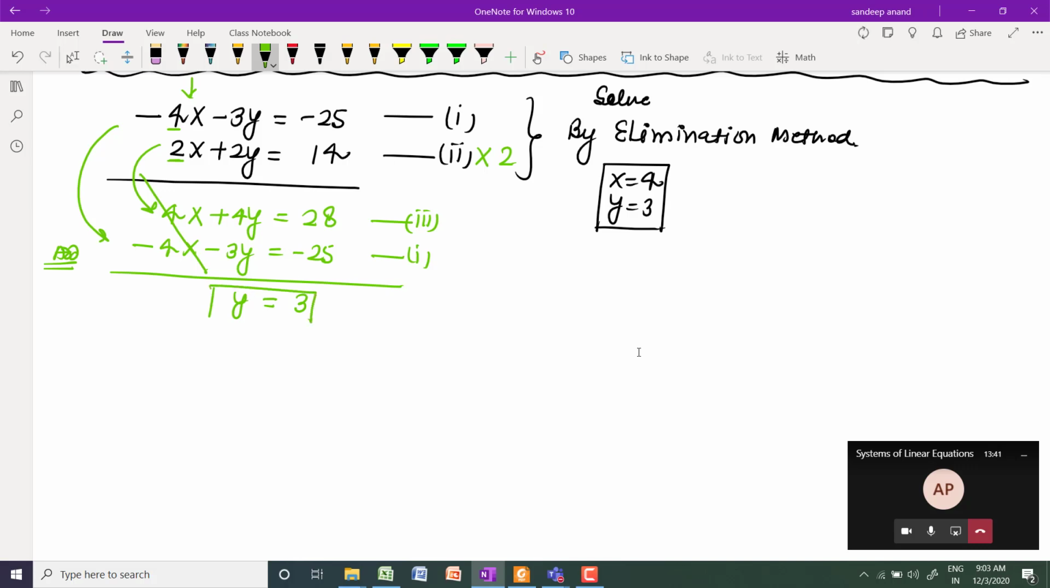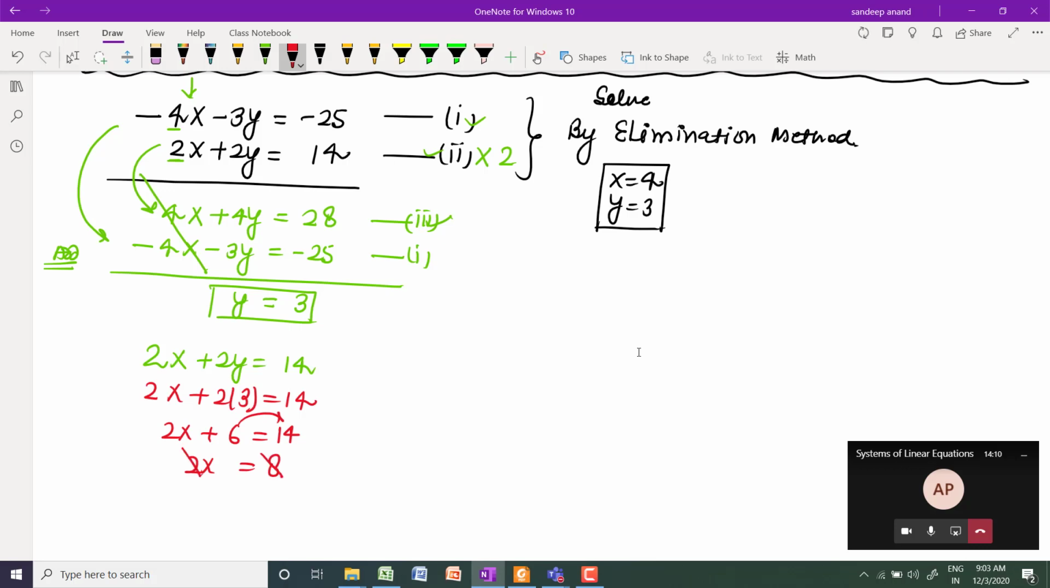So y becomes 3. Now you can put this y value in equation number 1, 2 or 3 to get the x value. I am taking 2x plus 2y is equal to 14. Putting y equal to 3 and solving, you get 2x plus 6 is equal to 14. So 2x is equal to 14 minus 6, which is 8. So 2 fours are 8, you will get x equal to 4. Now you have x equal to 4 and y equal to 3.